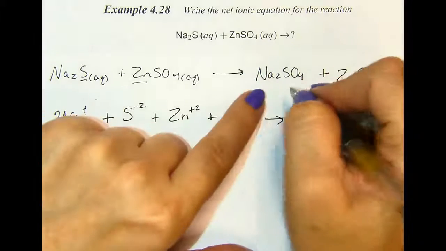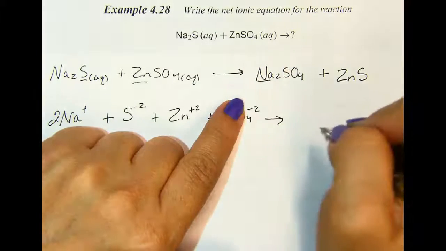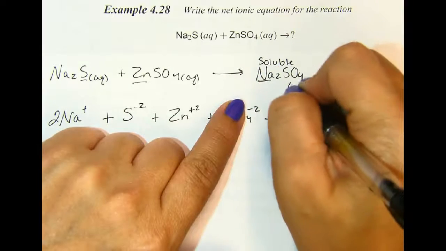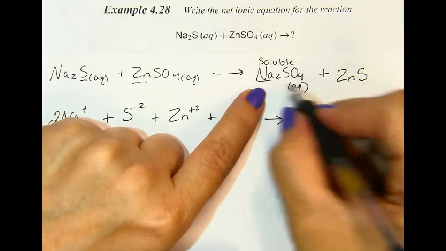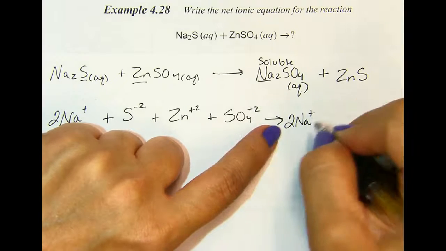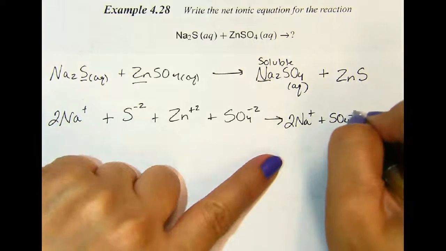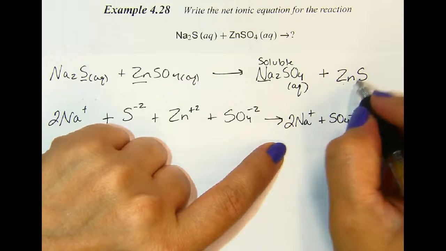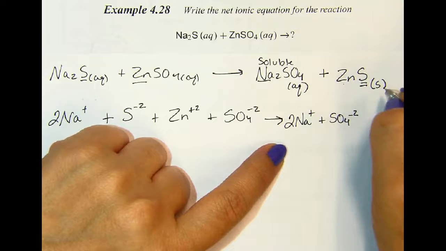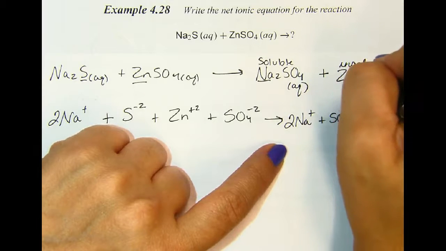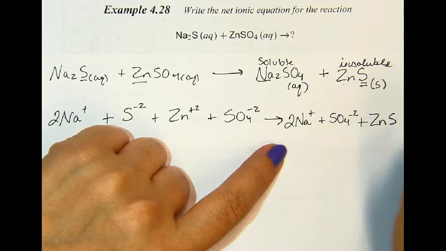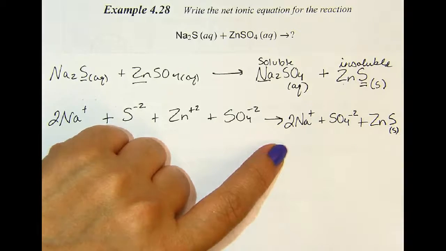Notice on your solubility rules that because that's a group 1 metal, it's automatically soluble. And soluble means you would label it as aqueous, which means that over here it's going to be broken apart, remain separated in solution, 2 sodium ions and 1 sulfate ion. And then this, sulfides are insoluble and zinc is not an exception. So this is going to be your precipitate because it is insoluble. And that is going to be written down here without breaking it apart.